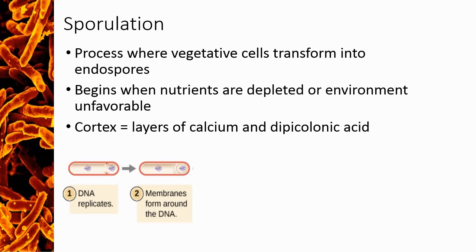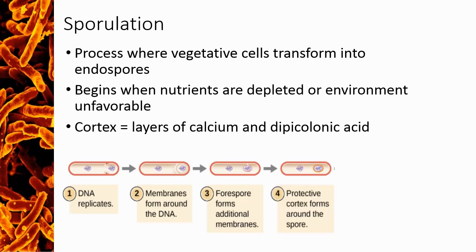That cell membrane will form around the genome and then become surrounded by additional membranes that continue to surround it and become packed with calcium and dipicolinic acid. This forms the protective cortex that will be the innermost layer of the endospore. Next, a layer of protein is going to form around the cortex, forming the protein coat.